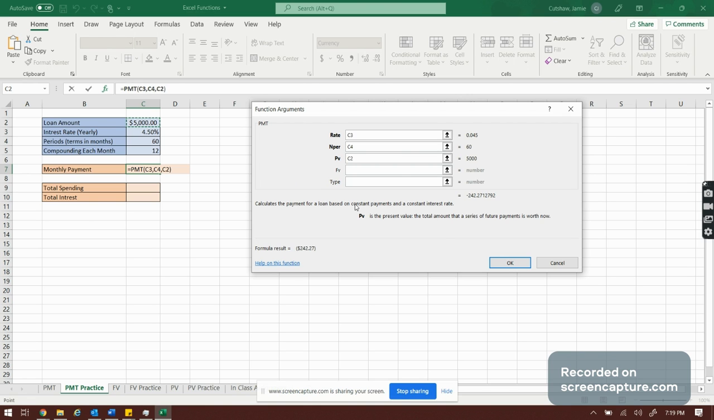Now with this, we're almost done. However, if you look over at our numbers, our interest rate is in terms of years, but our periods is in terms of months. So what we need to do is make it so that our interest rate is in terms of months. We're going to divide it by 12, or by the number of times it compounds each month. Now, once we have that all down, we're going to go over here and click OK.